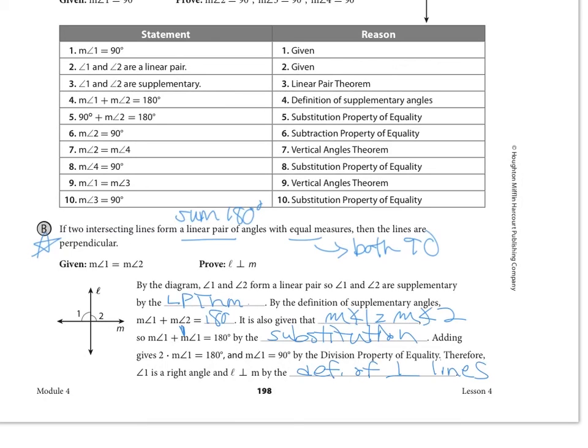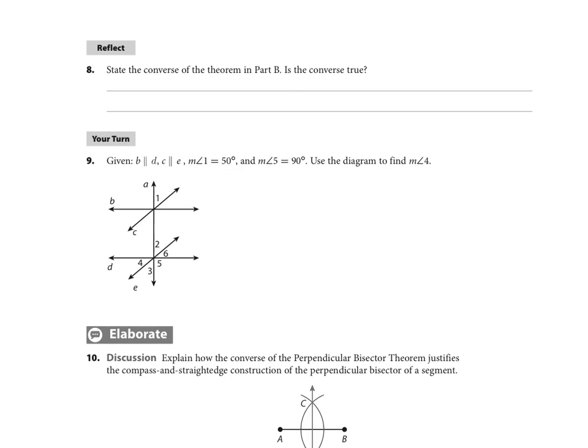So number 9 on page 199 is next. And on this one, I'm not going to give you much guidance other than helping you label it. Look at what we're told here. We're told that B is parallel to D. That's this line right here and this line. Those are parallel lines. In addition, C is parallel to E. So notice we have several pairs of transversals and parallel lines happening here. And then we're also told that the measure of angle 1 is 50 degrees.